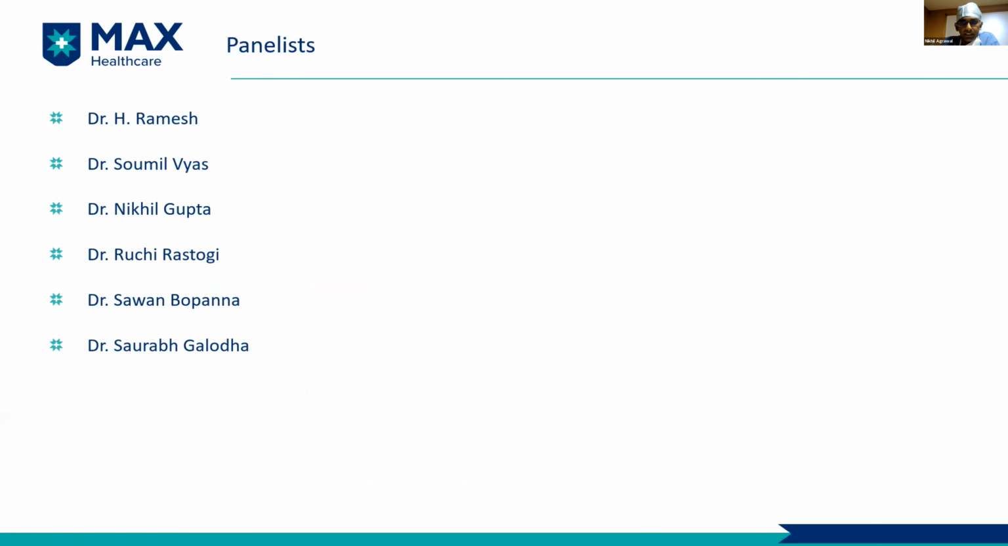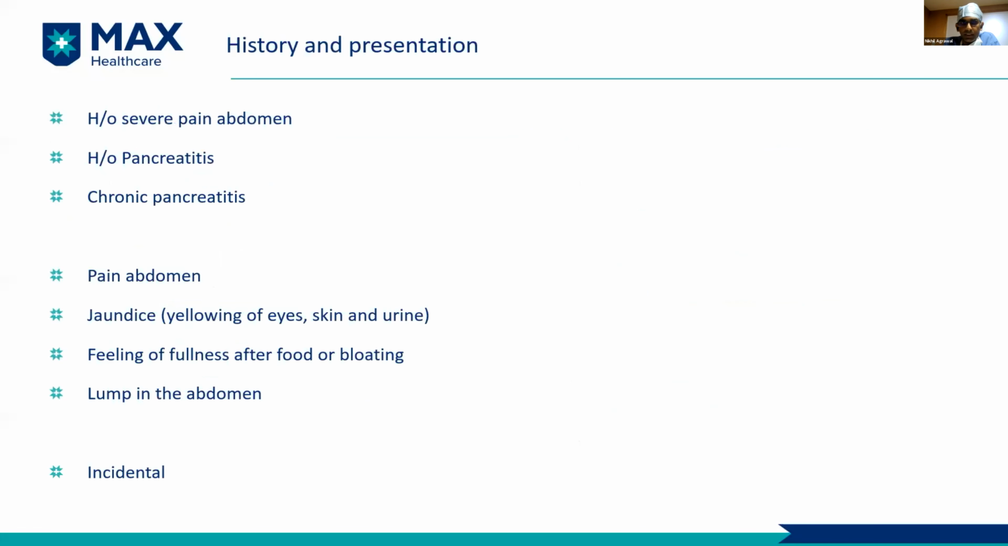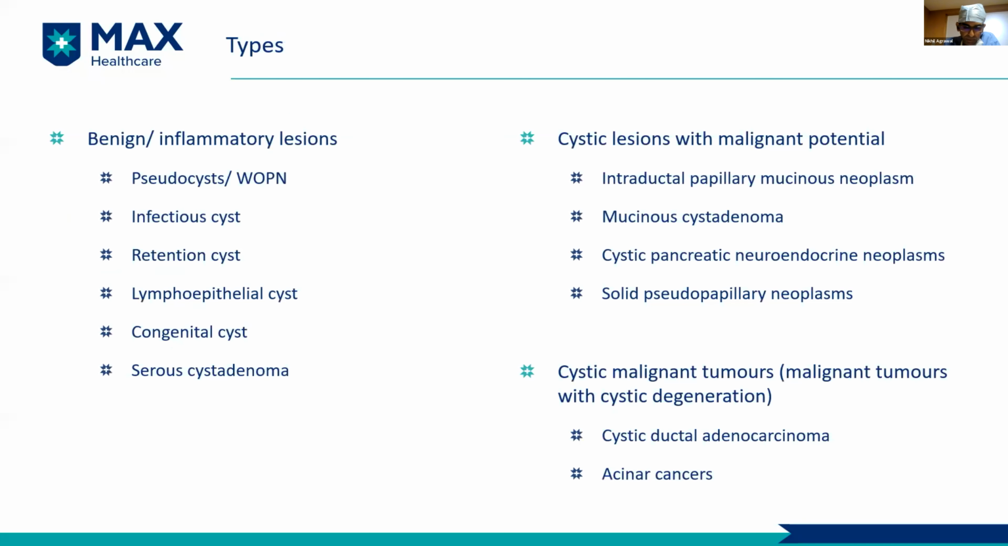So we have seen how we evaluate these lesions, what the important ones are, which to operate on, which to observe. But it's very complicated actually, especially distinguishing between some of these lesions becomes challenging at times. So I'll just start with Dr. Soumil. Dr. Soumil, what specifically will you ask in the history when you have a patient with a pancreatic cystic lesion, what exactly will you look into, and that will help you decide the future course of action?